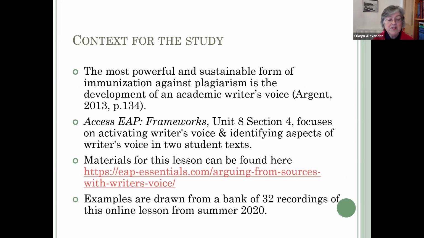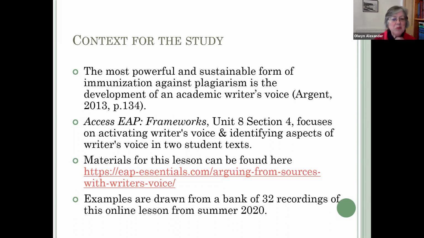So the context of the study was the lesson that I put in the chat, and you can see the link there. It comes from Access EAP Frameworks, Unit 8, and it's Section 4. So Unit 8 concentrates on academic argument and critical reading, and in particular, ideas such as a nuanced stance, writer's voice, and being real, skeptical, oh, now I forget that term, never mind.